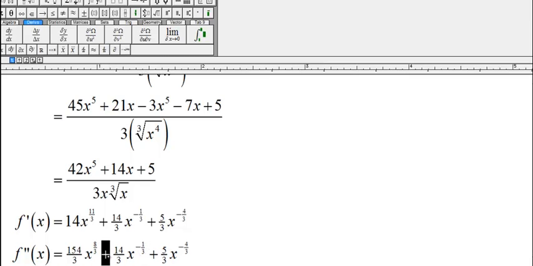Negative 1, negative times this makes a negative. Negative 1/3 times 14 thirds is negative 14 ninths. And then the power goes down 1. Negative 1/3 minus 1 is negative 1/3 minus 3 thirds, which is negative 4 thirds. Negative 4 thirds times positive 5 thirds is negative 20 ninths. And the power goes down 1, so that goes down to negative 7 thirds. So there's the derivative.